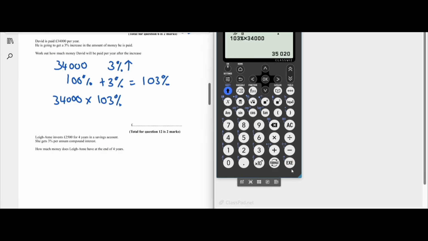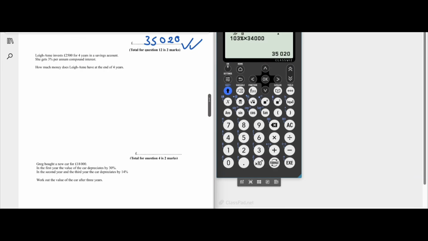And there we have it. My answer here is 35,020, 2 marks. Okay, so these are easy marks you shouldn't be losing.